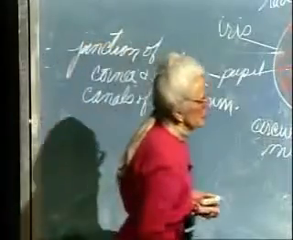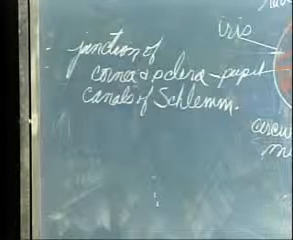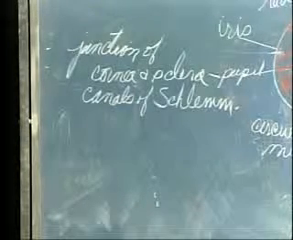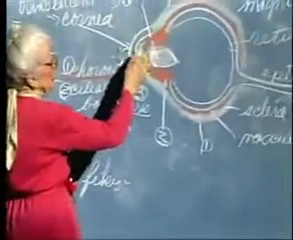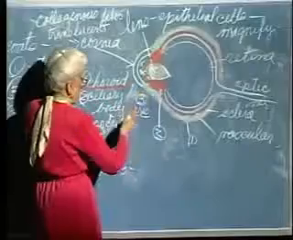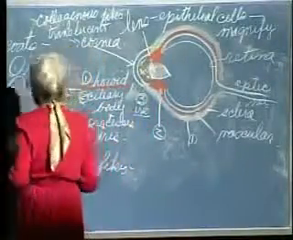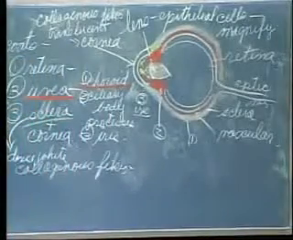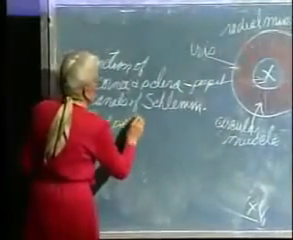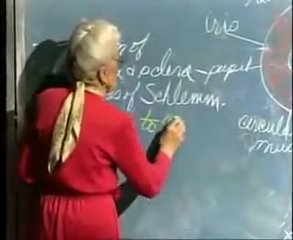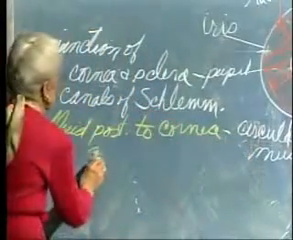There is fluid posterior in the chambers in here that's being formed, and it has to get back into the venous system. So it gets back into the venous system through the canals of Schlemm. So fluid posterior to cornea. Does anybody know what you call that fluid? Aqueous humor.